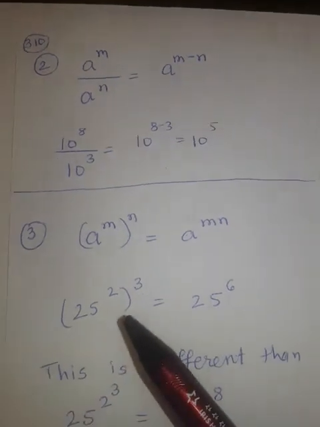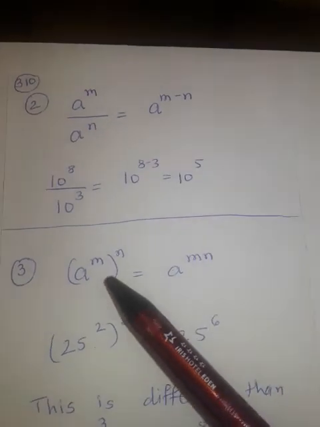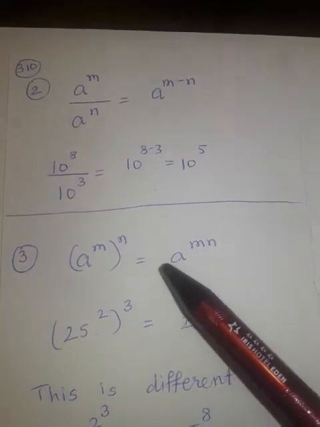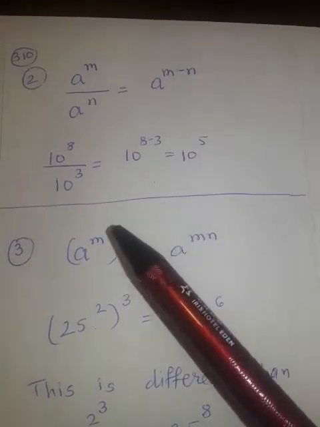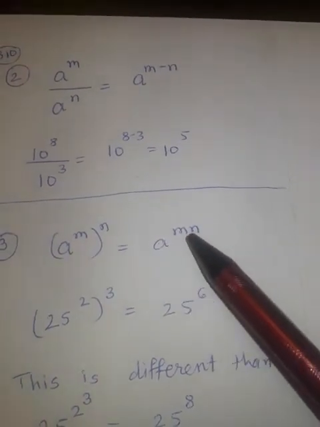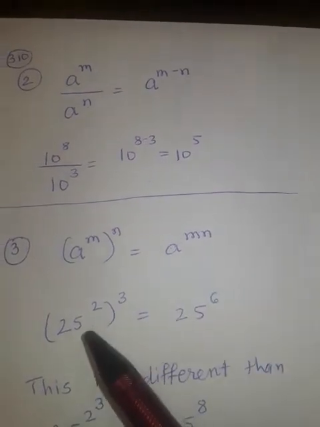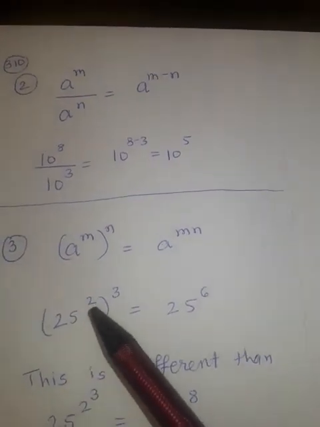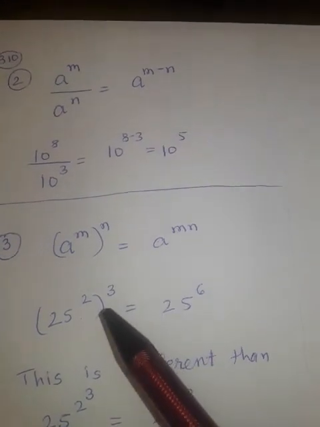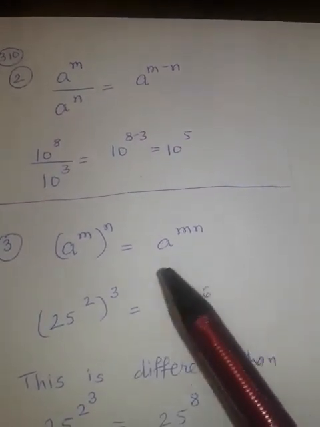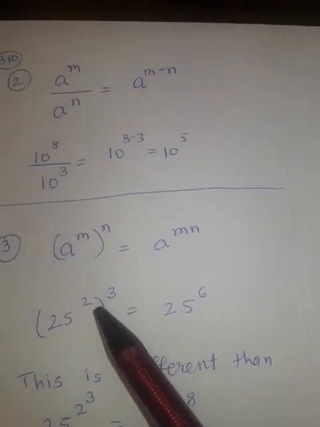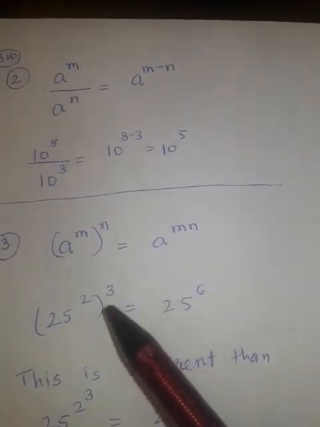Quite easy. Next example: a raised to m, bracket raised to n. In such a case, we take the product of the indices when the bracket is raised to n: a raised to mn. If we talk in numerical terms, 25 raised to 2, bracket raised to 3, this is 25 raised to 6. 2 3s are 6. Here we are not adding, it is not 2 plus 3, it is 2 into 3. Getting it?